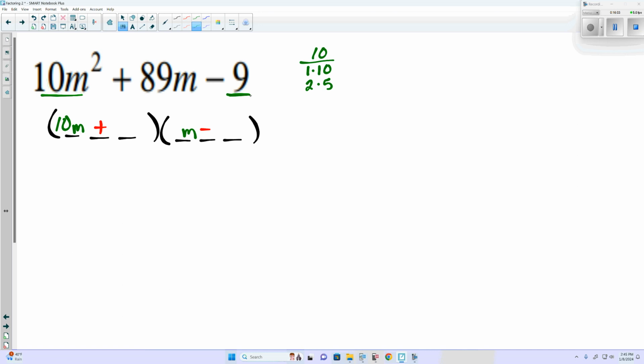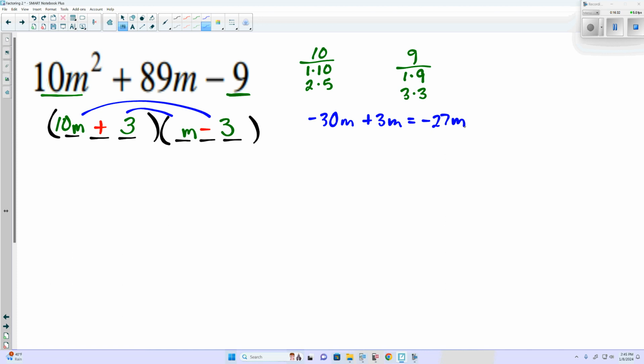Now the other one's the factors of 9. 1 and 9 or 3 and 3. Which one do we want to try first? 3 and 3. And we can check this here. 10m times negative 3 is negative 30m. 3 times m is plus 3m. And negative 30m plus 3m is negative 27m. Is that the middle term we wanted?